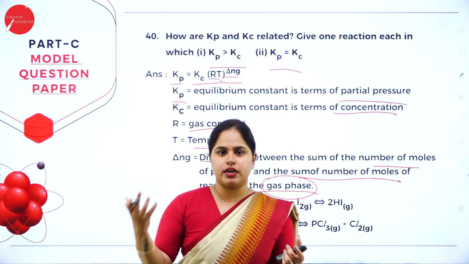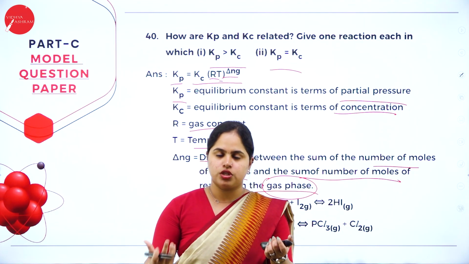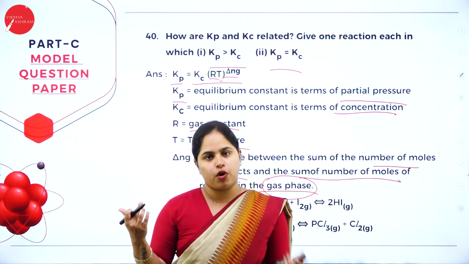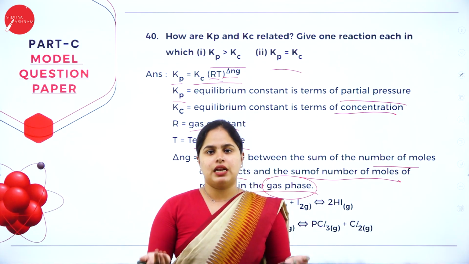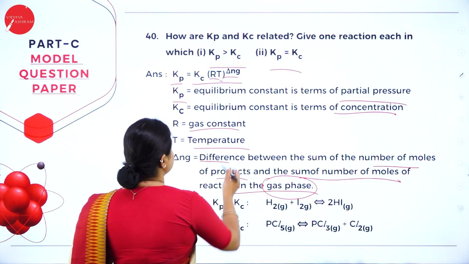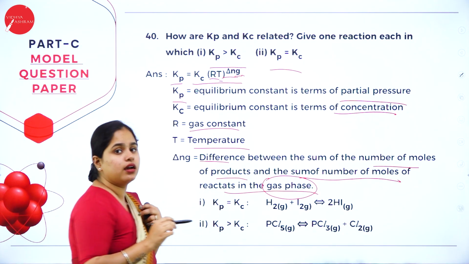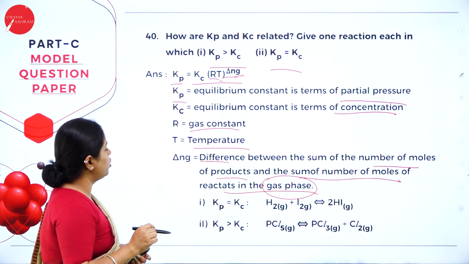In products and reactants, calculate the total number of moles. Calculate the total number of moles in products, calculate the total number of moles in reactants, and take the difference. That is delta Ng. So, this g stands for the gas phase. Now, moving on to the next part.